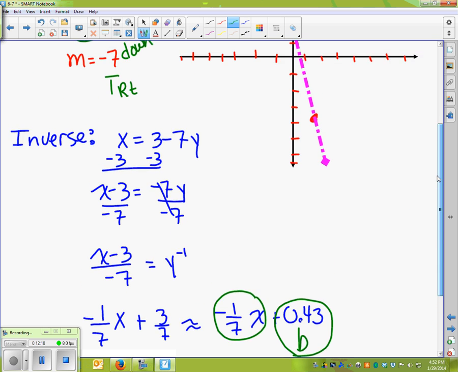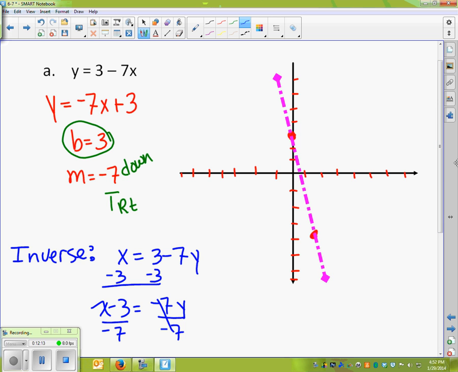So let's plot that line. I had a y-intercept of 0.43, so that's about at 0.5. I then go down 1 and to the right 7. And that is my inverse. Connect the two lines or the two dots. And remember, the inverse function reflects itself about the line y equals x. It goes through the origin at a 1-to-1 slope.